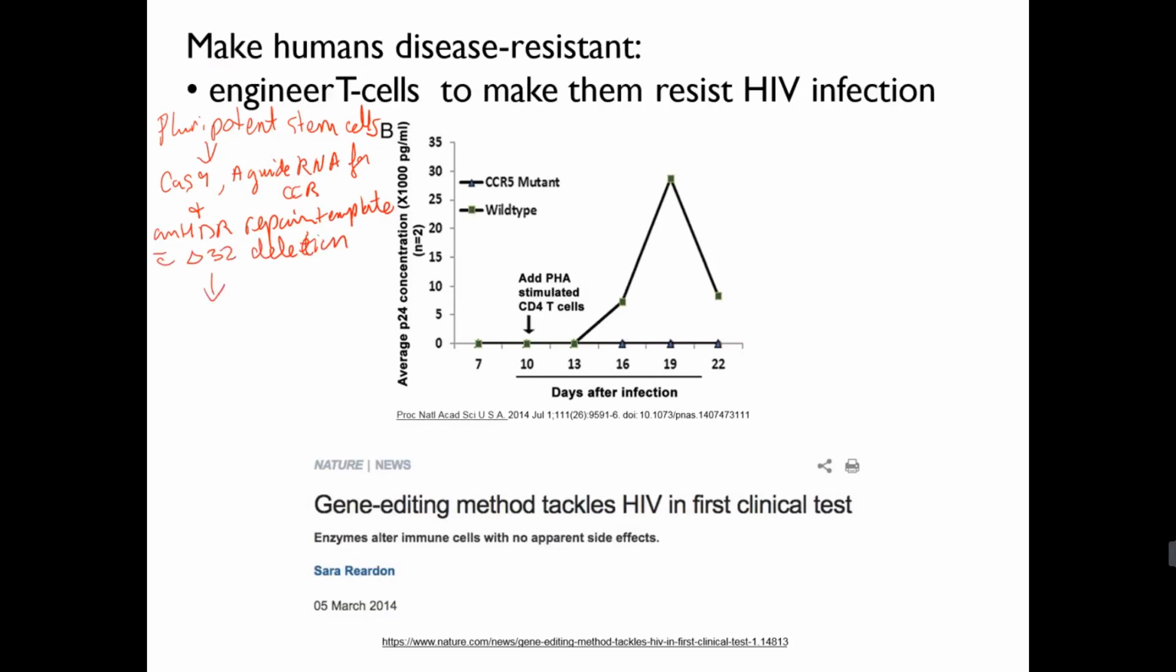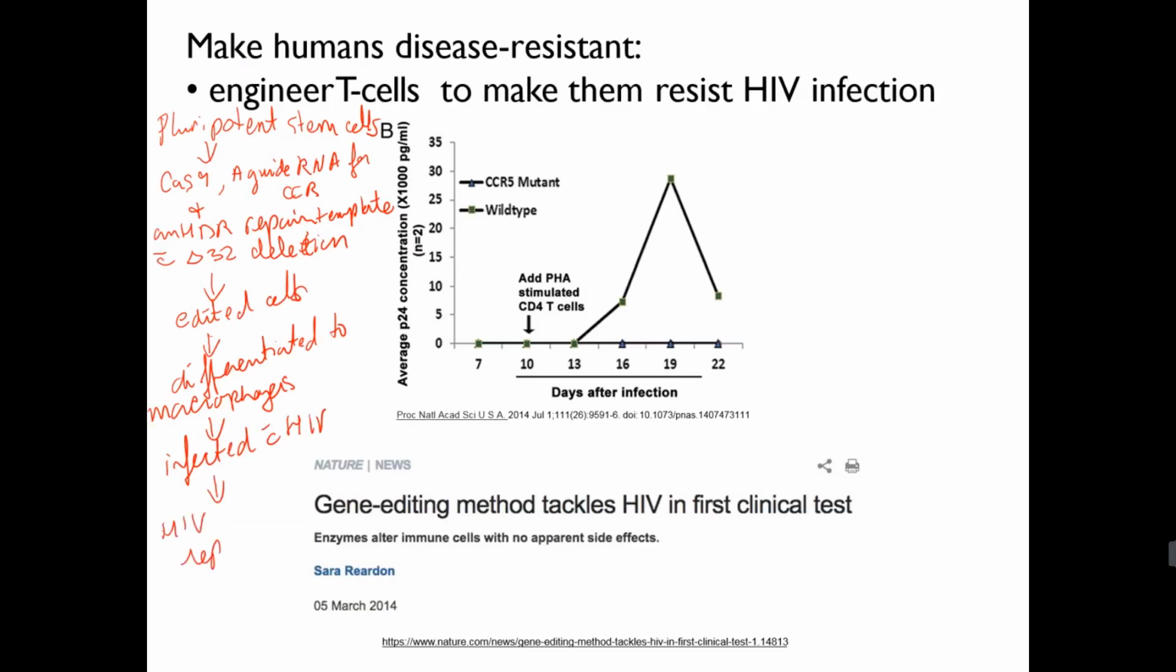So they edited these cells and then they differentiated them to macrophages. And then they infected them with HIV and measured HIV replication. And the results are shown over here in this graph. And of course they had their control, where they did this in comparison to the parental differentiated pluripotent stem cells with no homologous double-stranded repair template introduced.